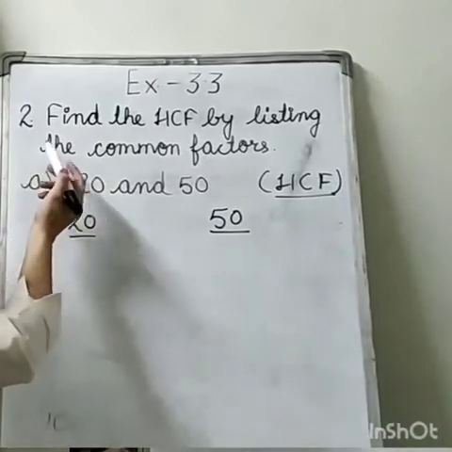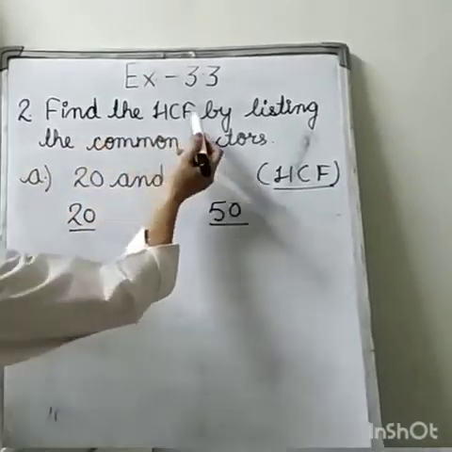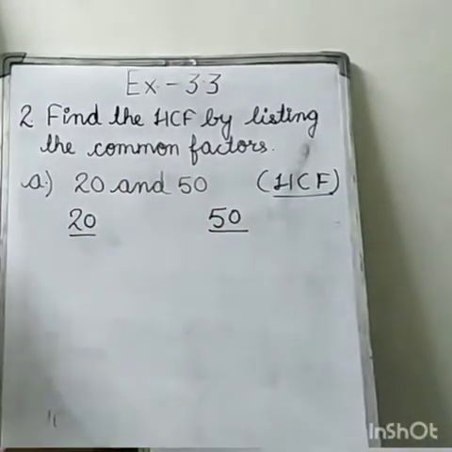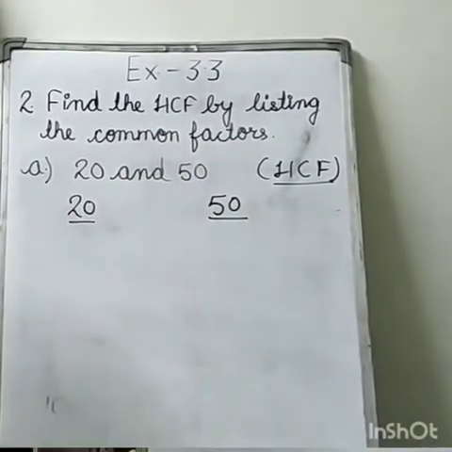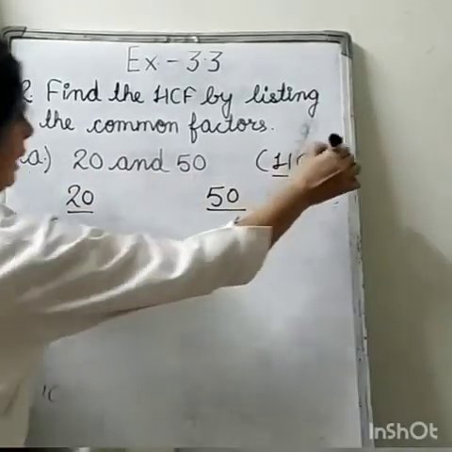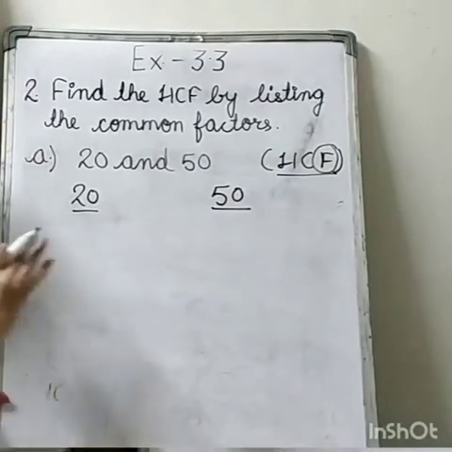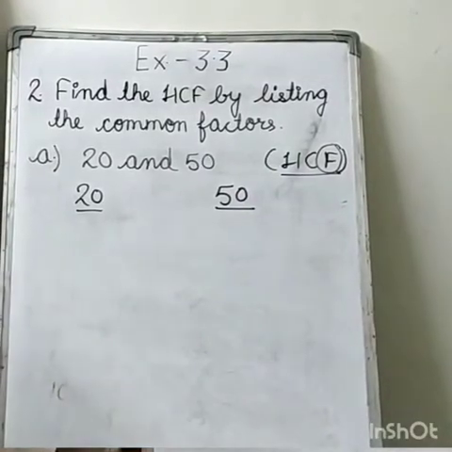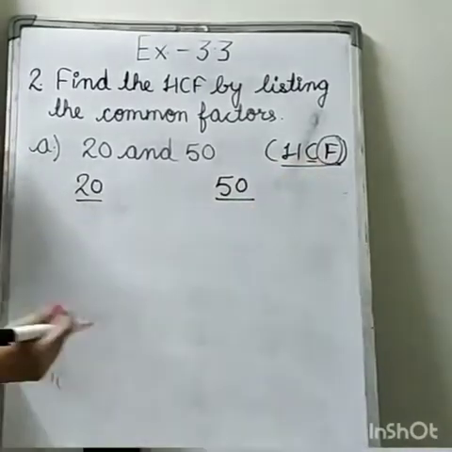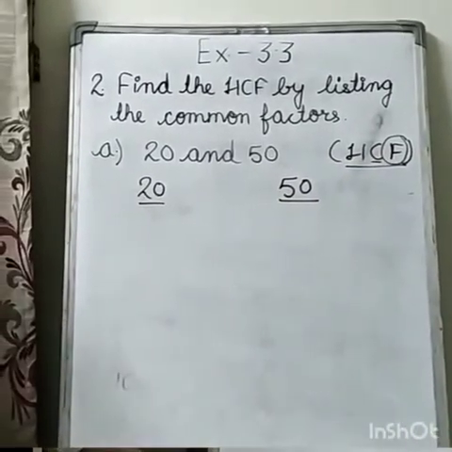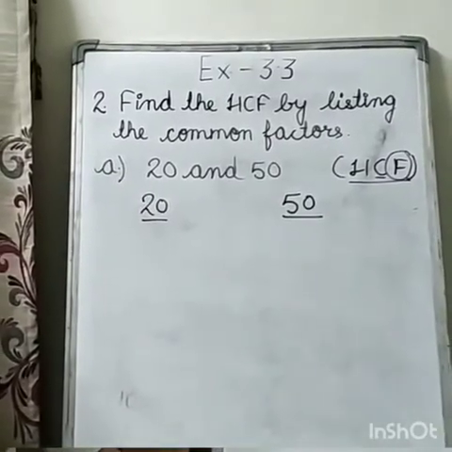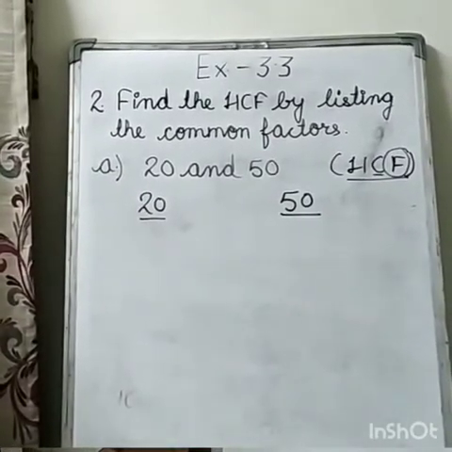Our second question is find the HCF by listing the common factors. This question is same as we have done in the first question. The numbers are 20 and 50. First of all, we will find the factors by the multiplication method or the division method. Then we will write the common factors and finally we will find the highest common factor amongst all the common factors. I hope you can do it yourself.